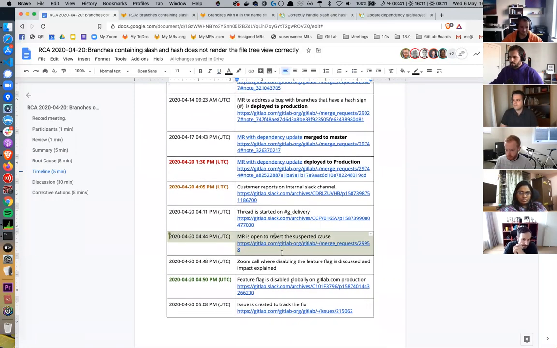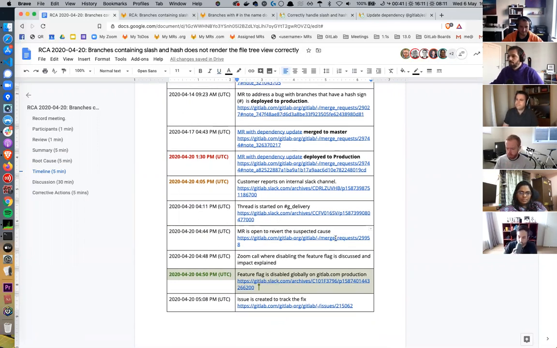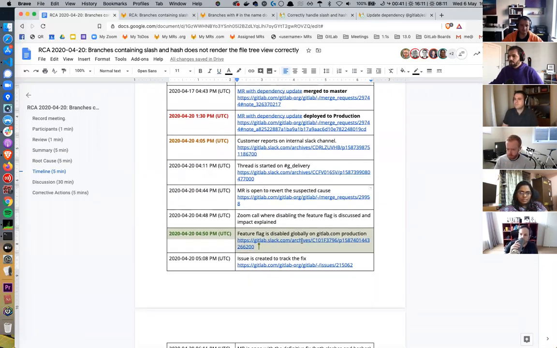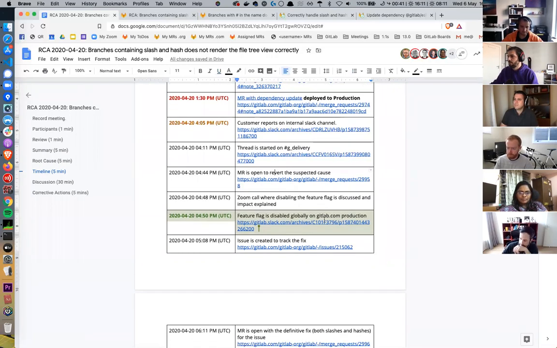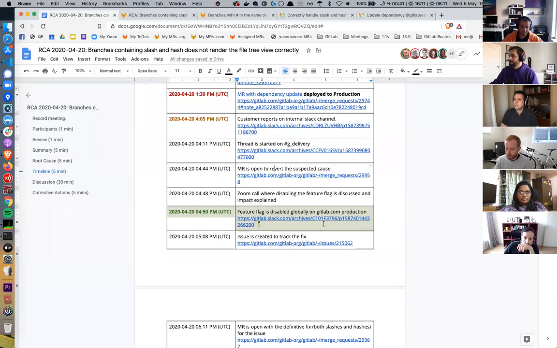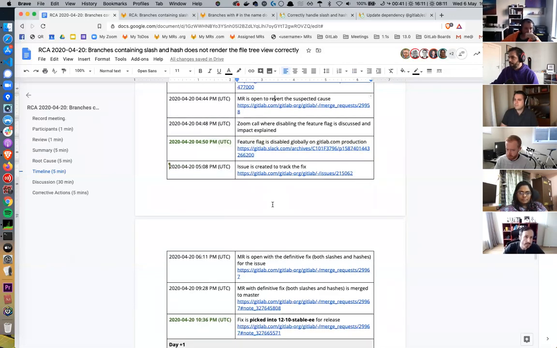We discussed the disabling of the feature flag, and the feature flag was disabled at 4:50 p.m., roughly 45 minutes after being reported. This was successful in providing the client with a workaround to be able to be unblocked and continue their work as they used to. Soon after that, we created an issue to track the fix. That was the P1S1 that triggered this RCA.